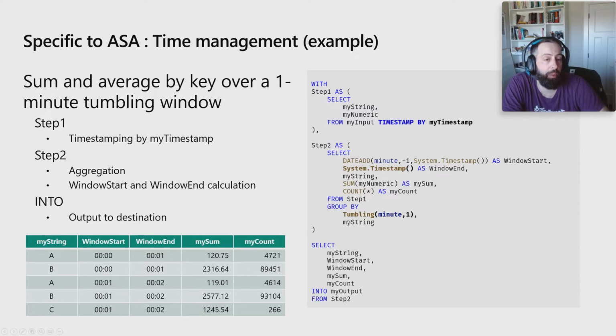Then step 2, I'm doing my actual aggregations. So let's ignore those first 2 rows first. So my key, group by my string, my sum, a count from step, group by tumbling minute 1. Talked about that. So what are those 2? Those are giving me the window start and the window end. So when those values apply, because I need to know that it's between minute 0 and minute 1 that my count was this one for my key. So I'm going to use system.timestamp. That's going to give me the window end, because that's when that row is emitted.